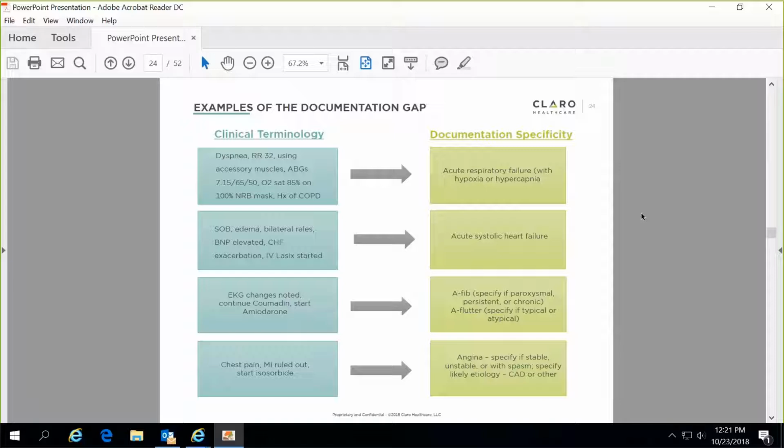Chest pain, MI ruled out, coronary artery spasm. So is it angina? Is it because of their CAD? So naming what it is.